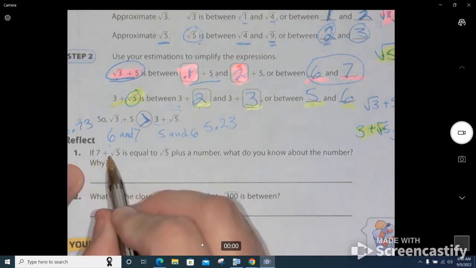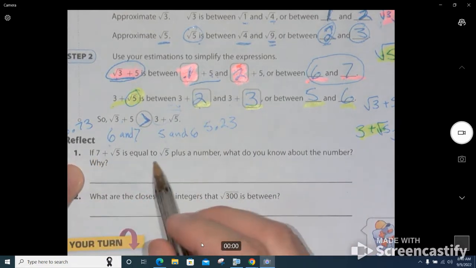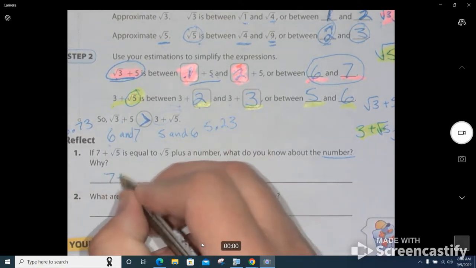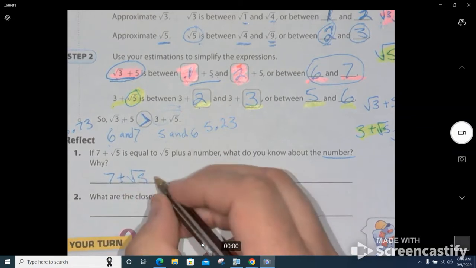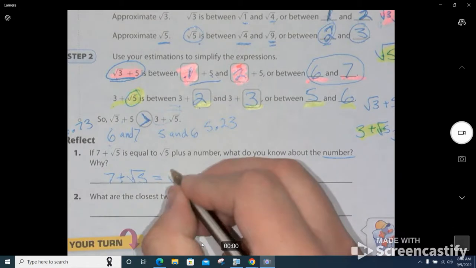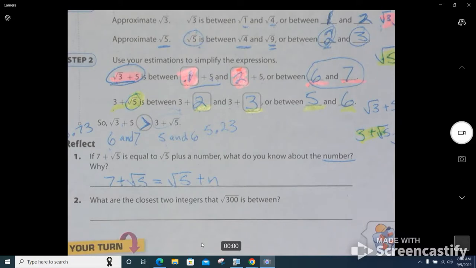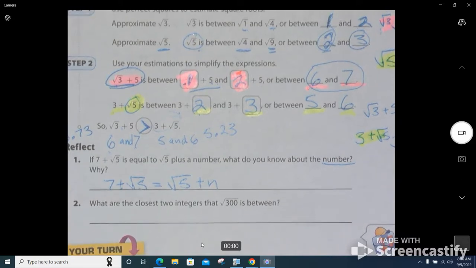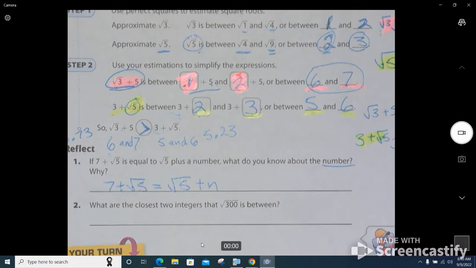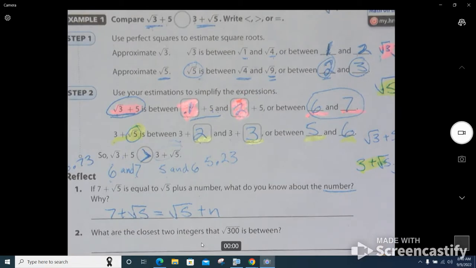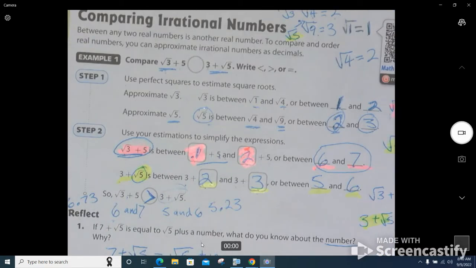So if 7 plus the square root of 5 is equal to the square root of 5 plus a number, what do you know about the number? So they're saying that, let's write this out, 7 plus the square root of 5 is equal to the square root of 5 plus a number. What do we know about that number? Well, when I write it out that way, remember on our first example, we wrote out some expressions. What do we think n is? If you guys were to guess, what do you think n is?